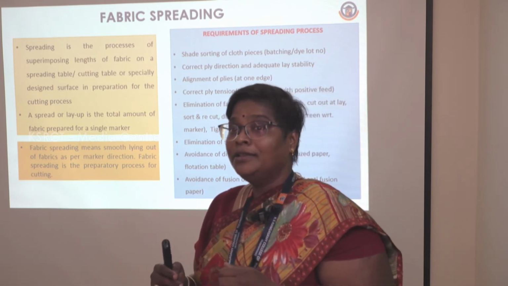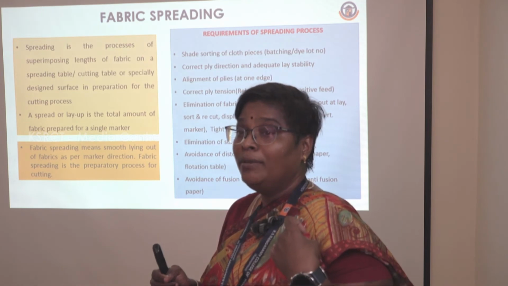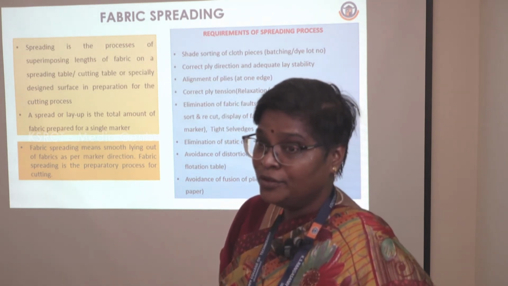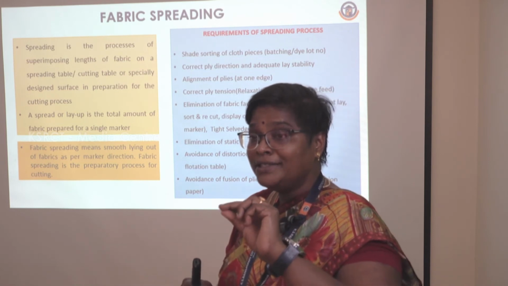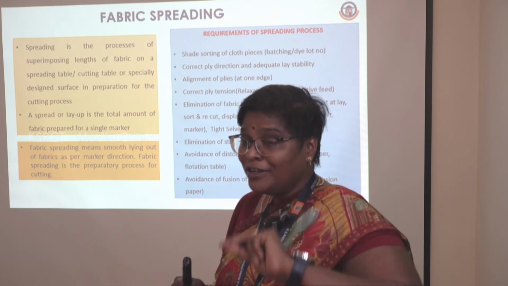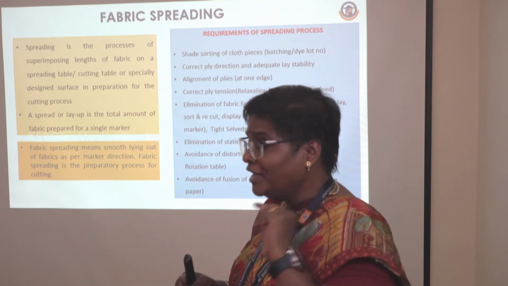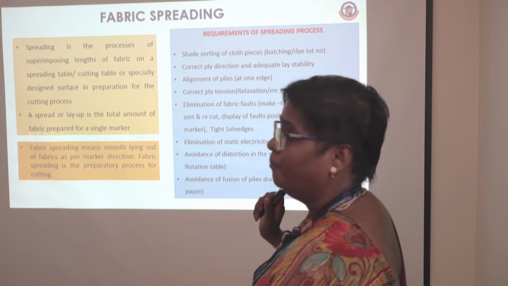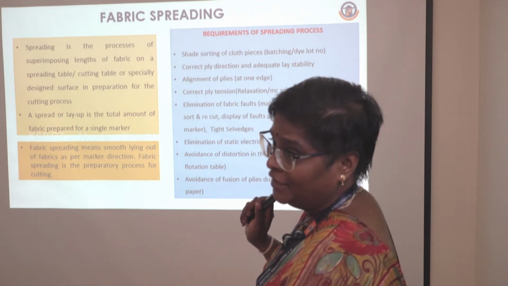For example, the tension which I am applying on the woven fabric and the tension which I am applying on the knitted fabric may not be the same. So we have to consider optimized tension for the type of fabric we are using and the style of garment we are going to produce. Based on that, the tension must be applied and the correct ply tension should be followed on the material.